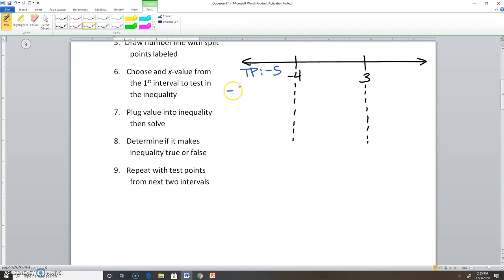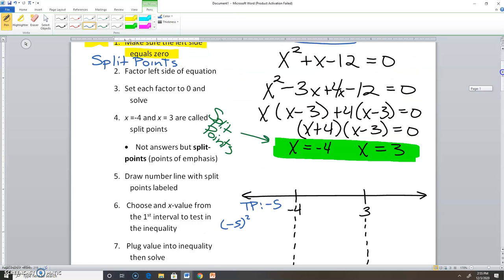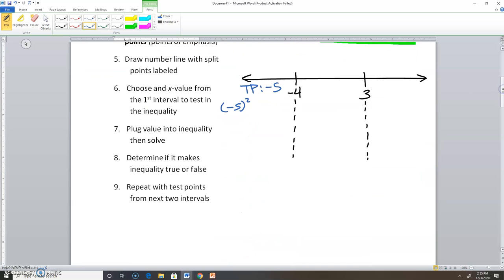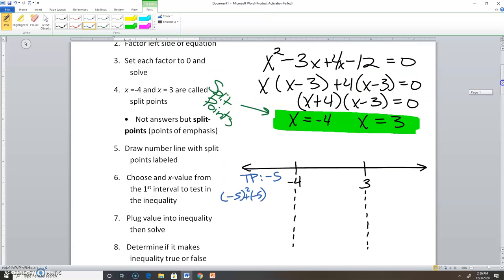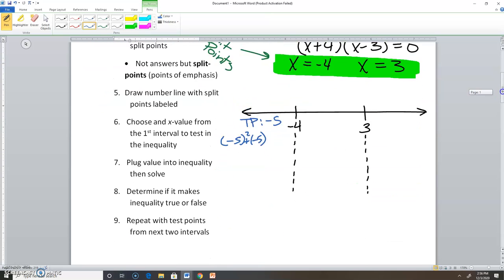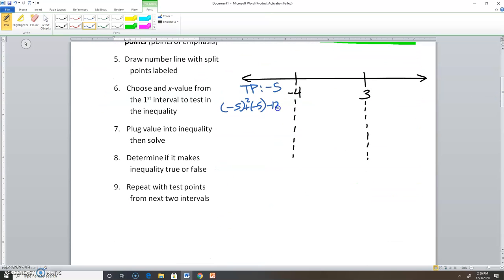So I've got negative 5 squared plus negative 5 minus 12, and that should be greater than 0. For this problem, we're trying to figure out, is it above? Because we're asking for greater than 0. So when I do that, I get 25 minus 5 minus 12 greater than 0.